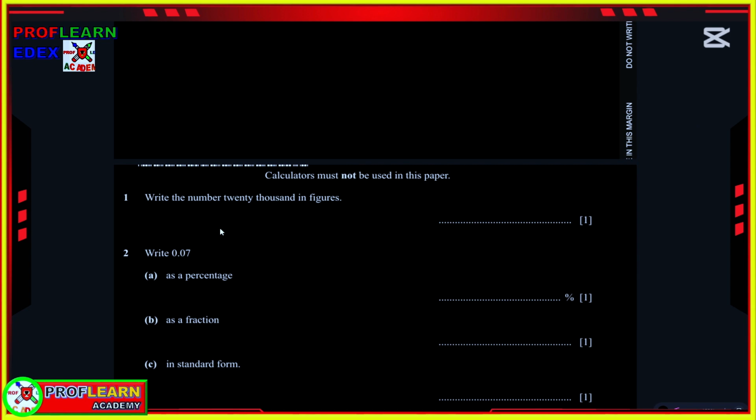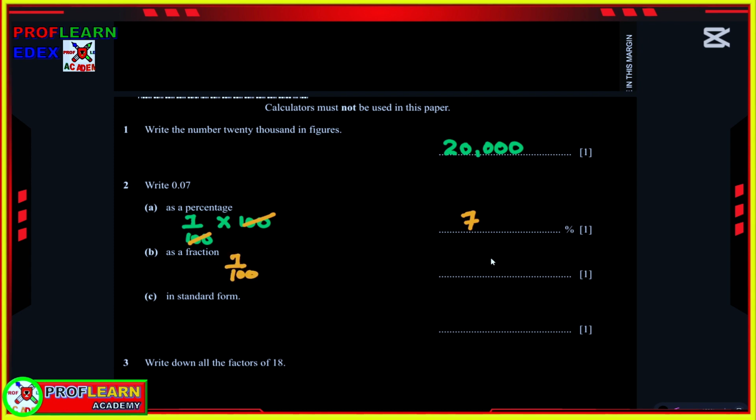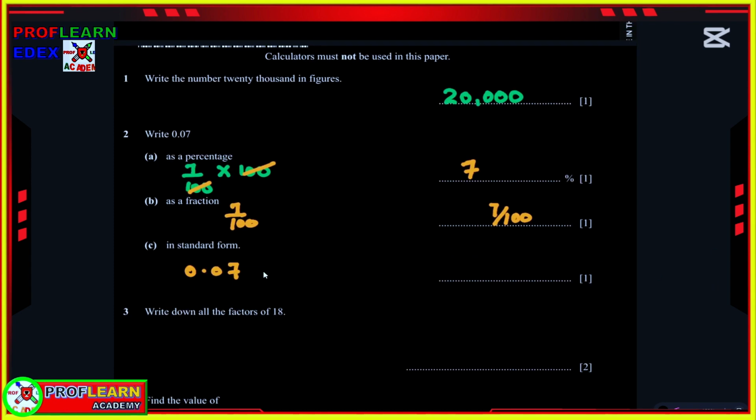So you see, you can be asked a question to do with writing a decimal as a fraction, a decimal as a percentage, and a decimal in standard form. So you need to prepare on how to express that, and also to write a given number in figures if you are given it in words. Standard form, of course, you need to know how to write that.